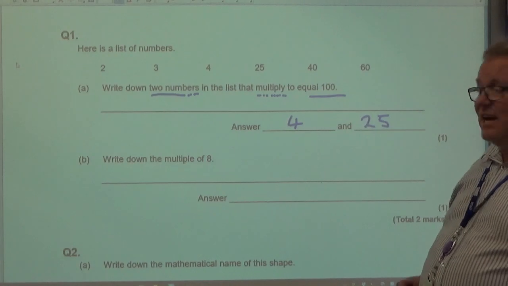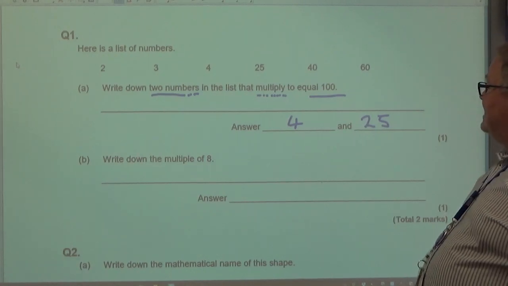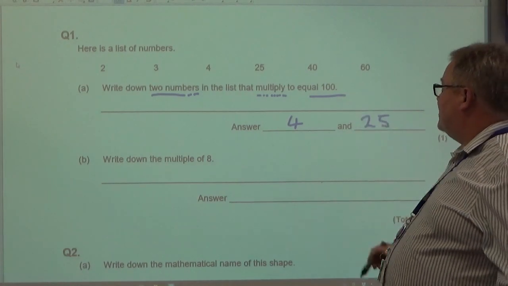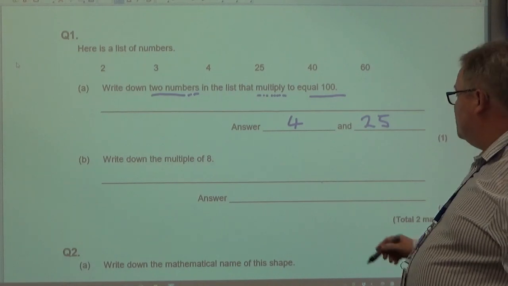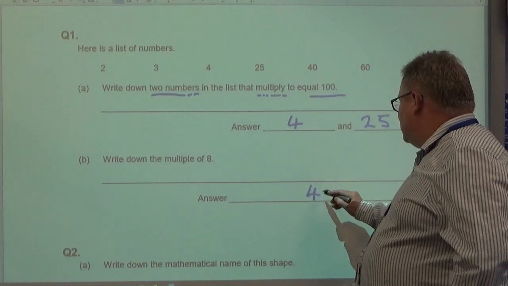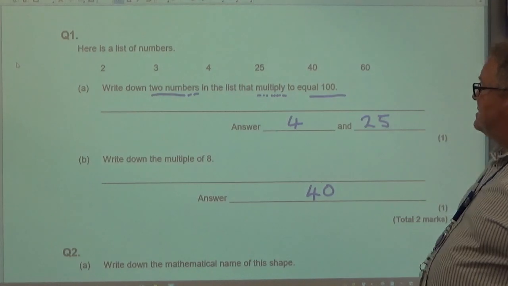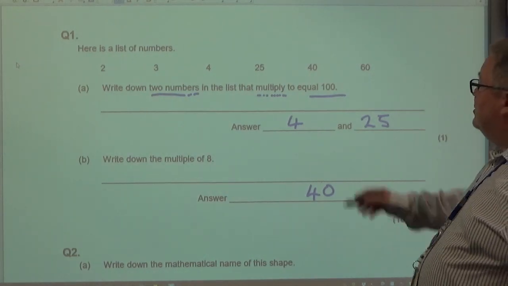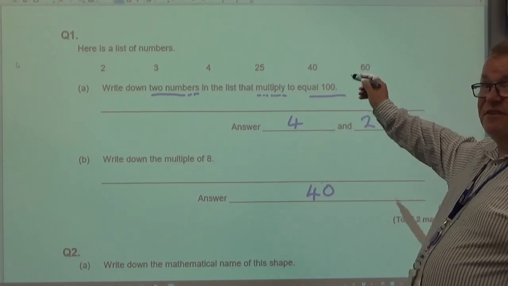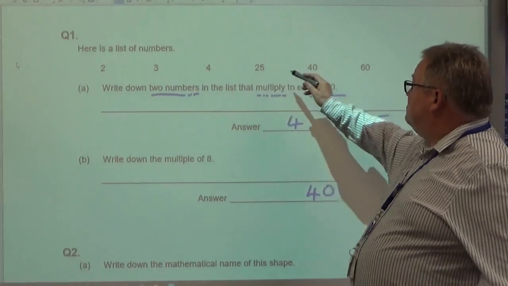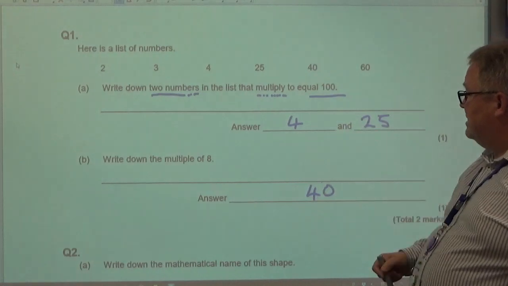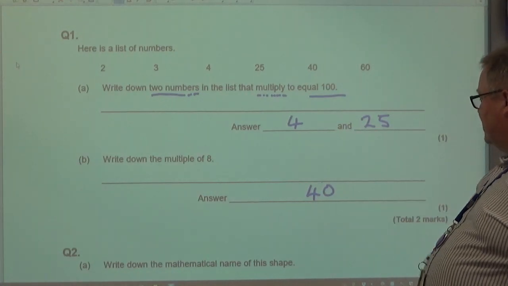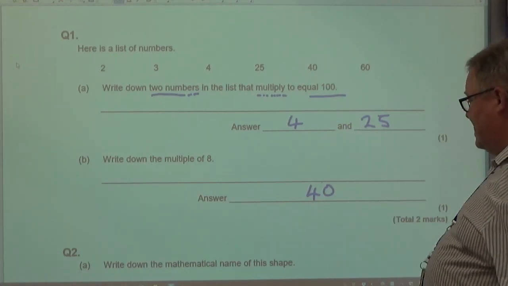Write down a multiple of 8, so anything in the 8 times table, relating back to that list again. Looking at that, 40 is in the 8 times table. If you weren't sure, you could just divide those bigger numbers by 8 on your calculator and see if it gives you a whole number answer. So there you go, that's 40 there.